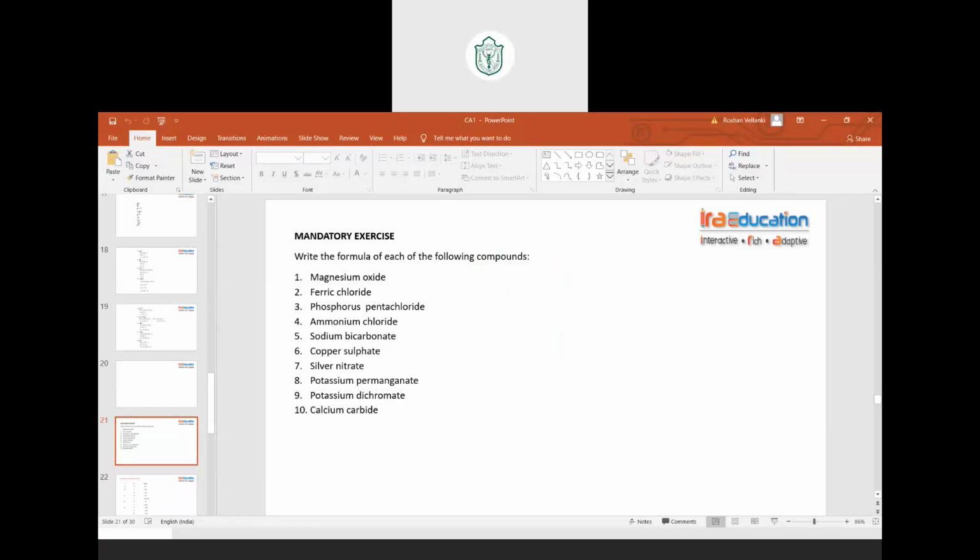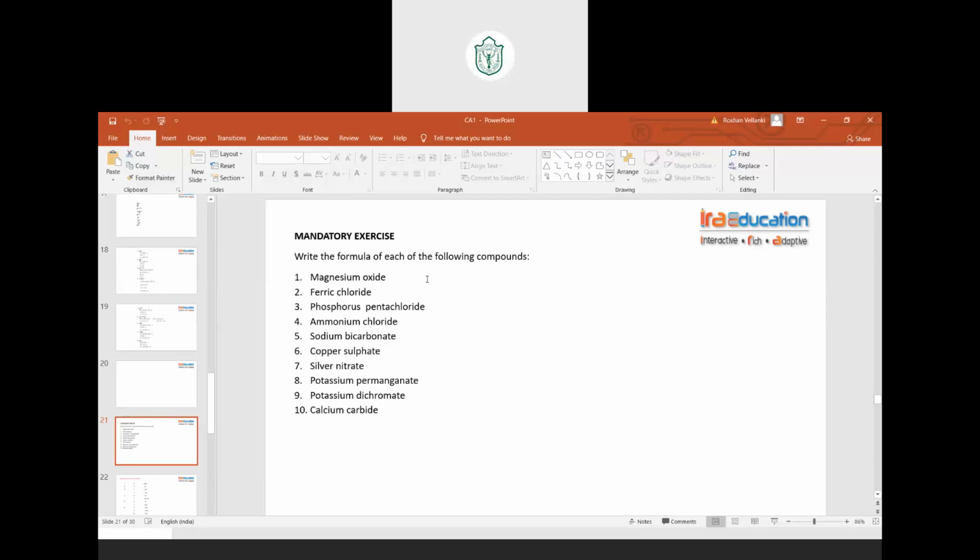See guys, is the slide visible to you? Write the formula of each of the following compounds. This time I'm just giving the names of the compounds. You have to write the formula and find the oxidation numbers of all the metals in all these 10 compounds.